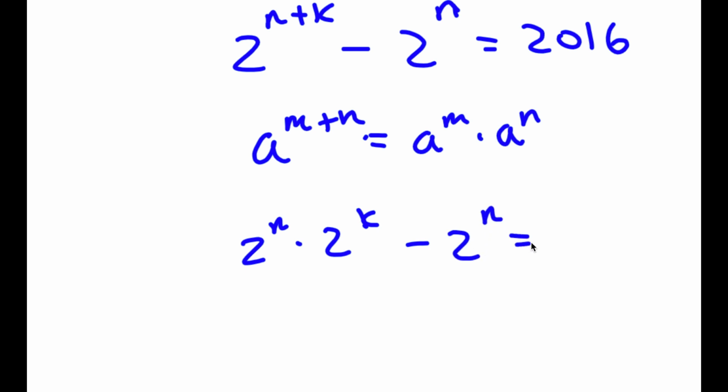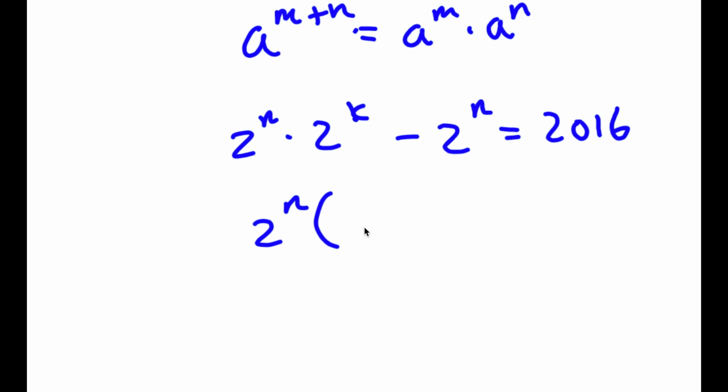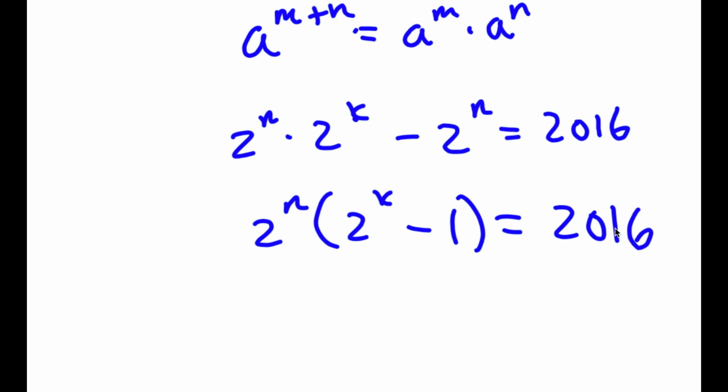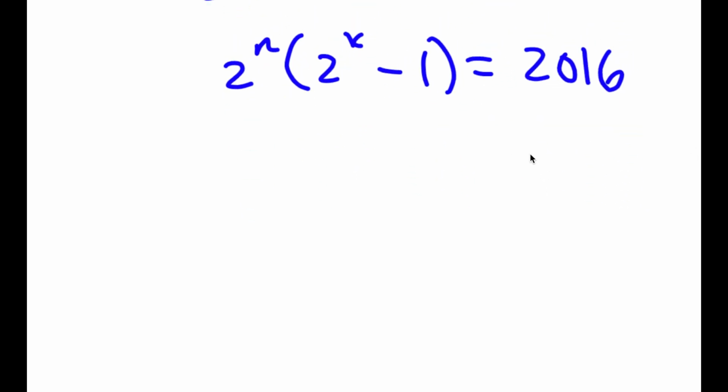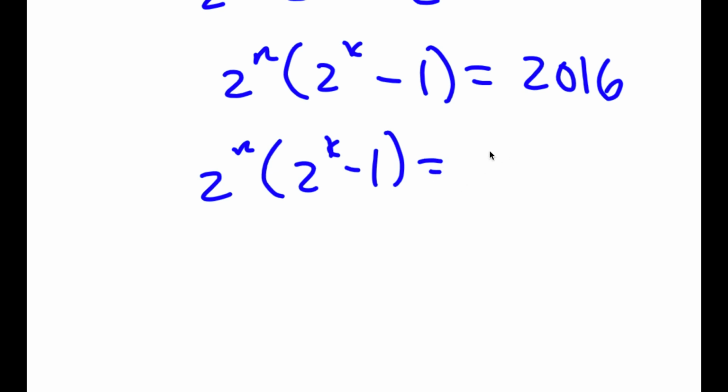Now this minus 2 to the power of n is equal to 2016. Now I'm going to factor out 2 to the power of n. So now I have 2 to the power of n times 2 to the power of k minus 1 is equal to 2016. So 2016, this is equal to 32 times 63.